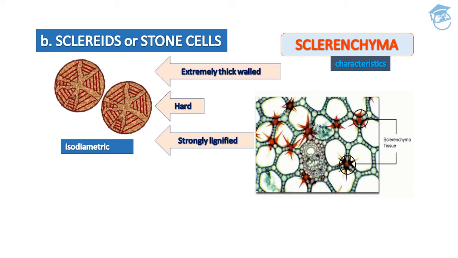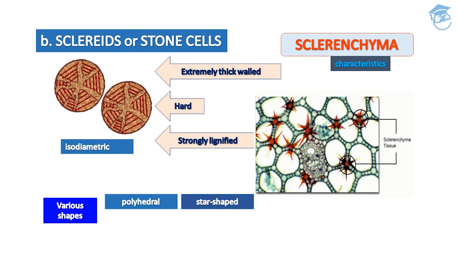They are isodiametric in nature. Isodiametric means the cells have the same diameter, and various shapes such as polyhedral, star shaped, rod shaped, and bone shaped. So these are the various shapes in which sclereids are formed. Sclereids are also called stone cells.